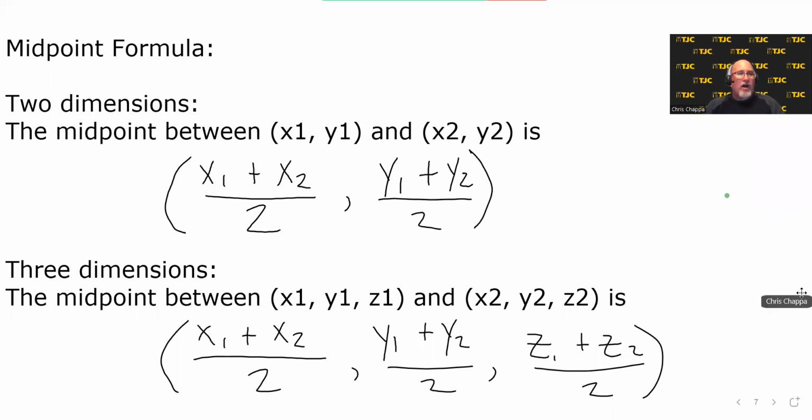Okay. In 2 dimensions, the midpoint between x1, y1 and x2, y2 is, I'm trying to get my highlights ready. The x-coordinate is the average of the x-coordinates, and the y-coordinate is the average of the y-coordinates. Most common mistake people do here is they do a subtraction problem. Stop. The midpoint is the average of the 2 points. Average the x's, average the y's. In 3 dimensions, it's the exact same thing. You just got to average the z's.